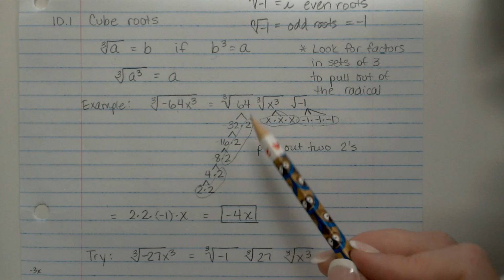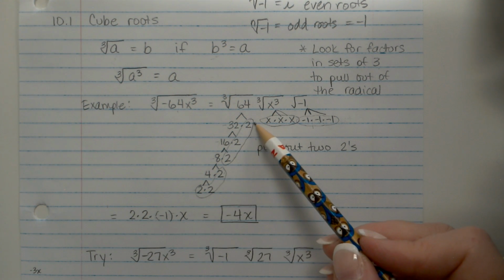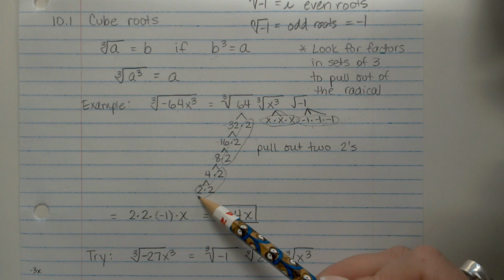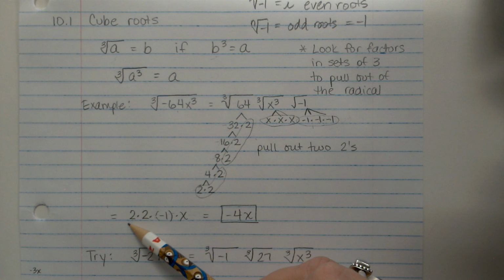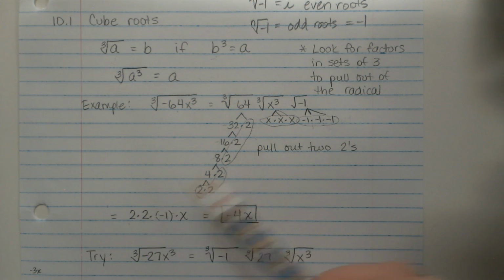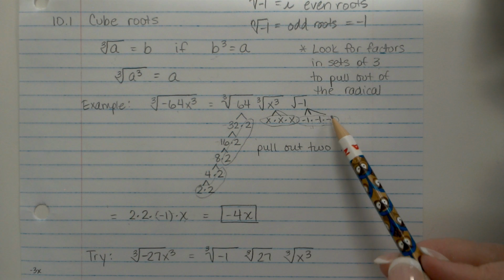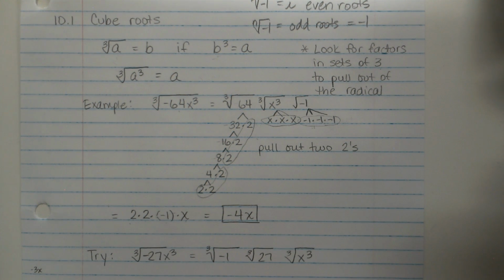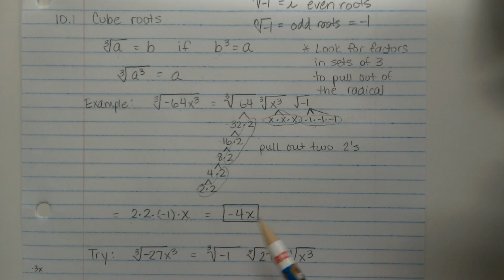So let's look at the 64. The 64, I factored it. You may have factored it a little bit differently. But basically, I factored it into several different pieces, and I'm looking for sets of 3. So I found a set of 3 2's. I found another set of 3 2's. I found a set of 3 x's, so I pulled out an x. I found a set of 3 -1's, so I pulled out one of those. And then I just multiply my answers together because nothing's left under the radical. And that's my answer.